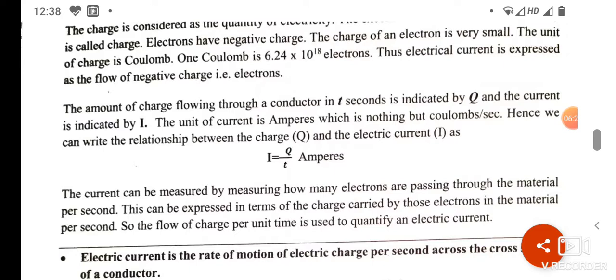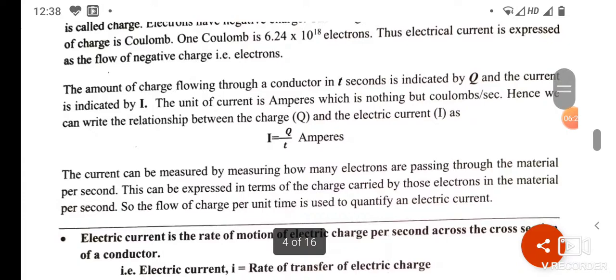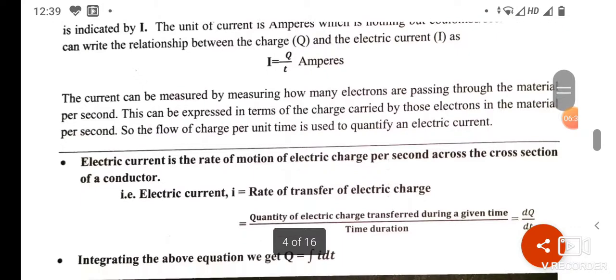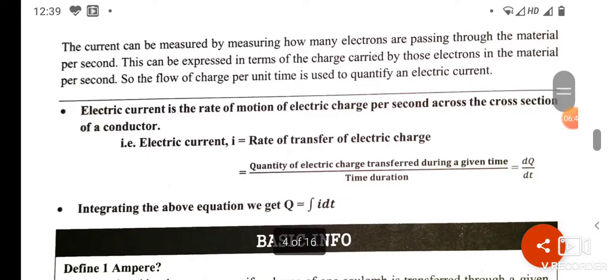That means coulomb per second, right? The current is the amount of charge per unit second. So you can term it as rate of transfer of electric charge, right? So quantity of electric charge transferred during a given time divided by time duration can be termed as electric current, or dq by dt. By integrating, you will get Q is equal to integral I dt, where I is the small amount of current for a fraction of second, fraction of time dt.